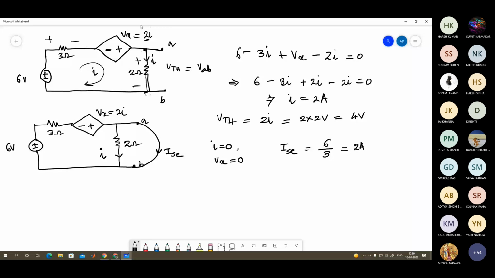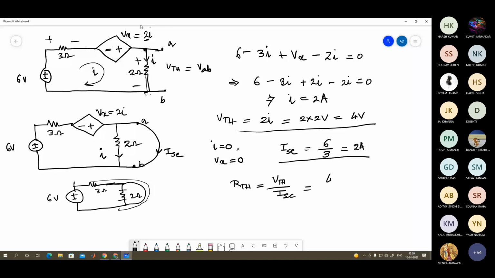So you got VTH, you got ISC. So what will be your internal resistance? RTH, VTH by ISC. So 4 by 2 is equal to 2 ohm. So this is your equivalent circuit. Okay, Thevenin equivalent for that problem.